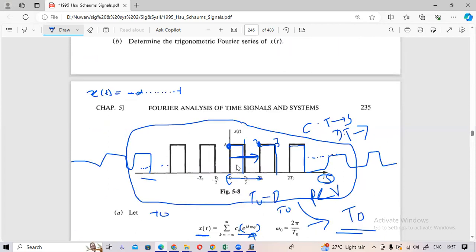So you will have C minus 3 e to the power j, k is minus 3, omega naught t. If it is C minus 2, that means k is equal to minus 2, e to the power j minus 2 omega naught t. Plus C minus 1 e to the power j minus 1 omega naught t. Plus C0 e to the power j, k is 0, omega naught t. So on you can write.